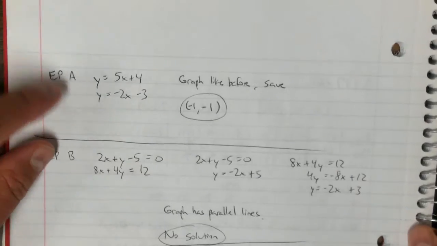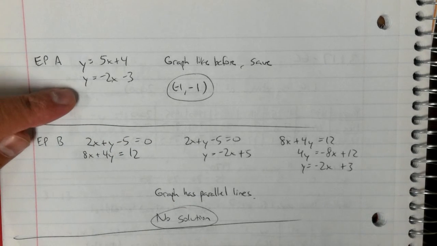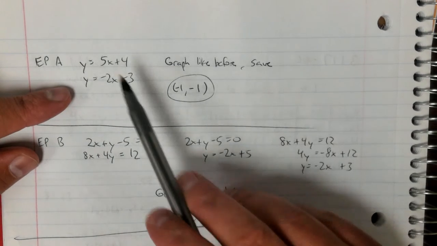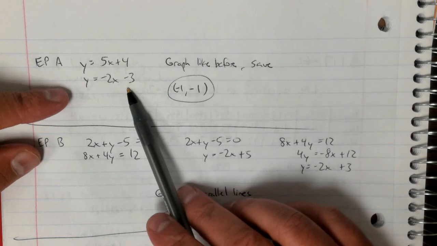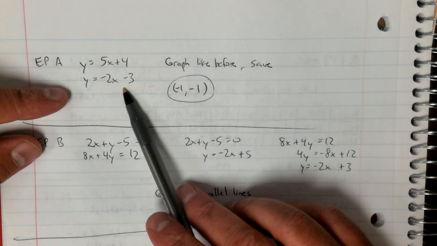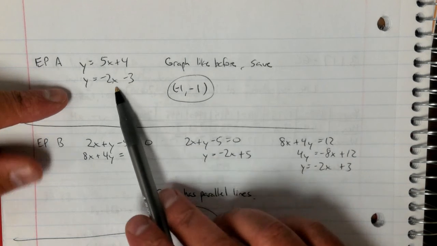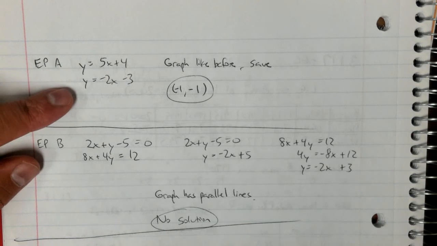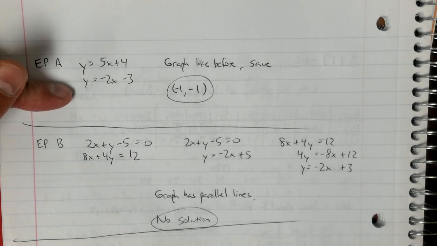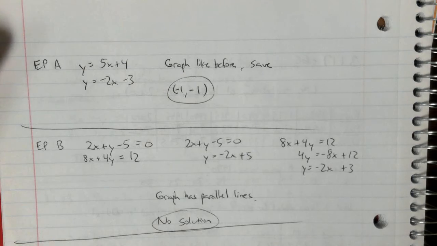Now for extra practice A, this is back to like the simplest type. You have y equal 5x plus 4 and negative 2x minus 3. Graph it. It's already in terms of y equal, like slope-intercept form, and you get negative 1, negative 1.